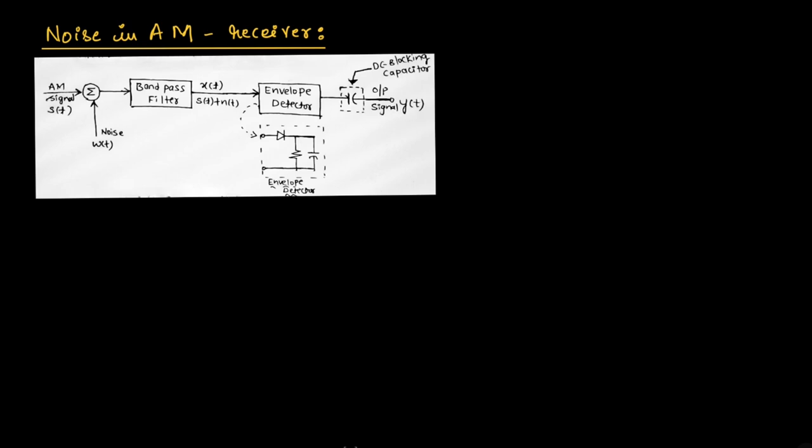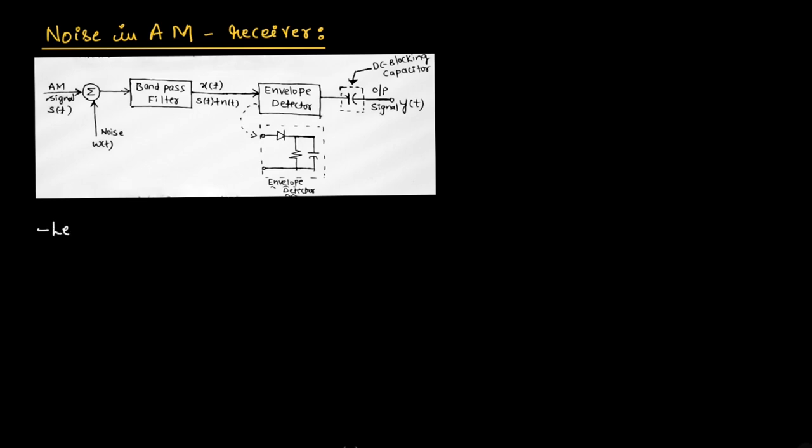First of all, to find the noise in an amplitude modulated signal, we need to find a term called figure of merit, where figure of merit is nothing but the ratio between the signal to noise ratio of the output and the signal to noise ratio of the input. The input signal to noise ratio is also called the channel SNR, which is calculated before passing the signal into the envelope detector, and the output SNR is calculated after passing the signal to the envelope detector.